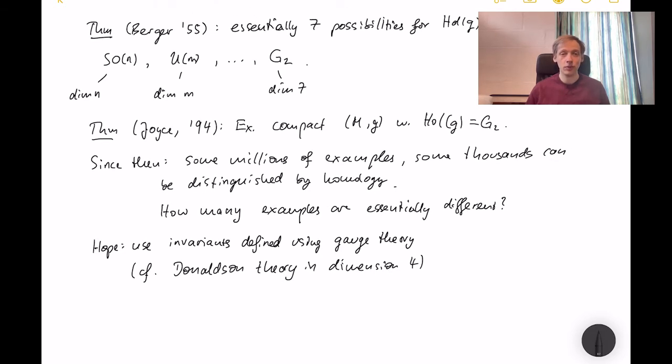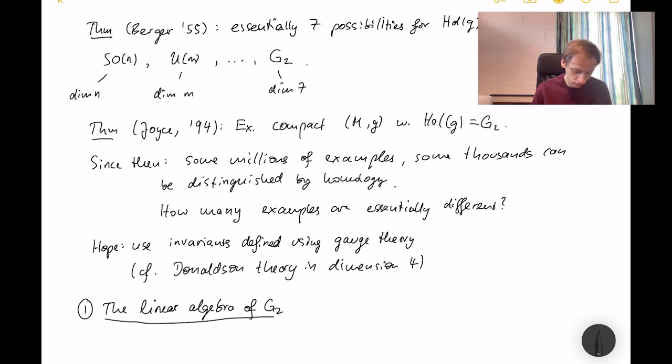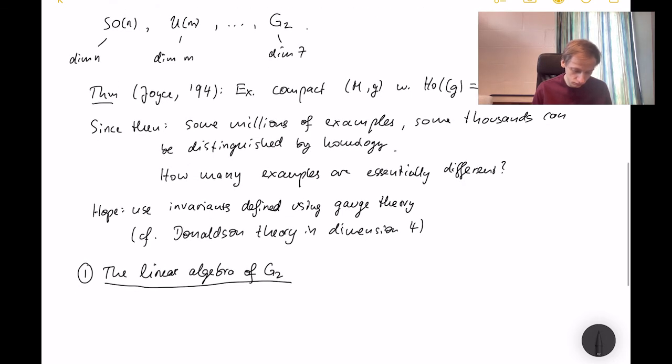That said, let's jump into the actual mathematical content of the lecture, and I will start explaining the words from the title. So let's start with the linear algebra of G2. And I already said G2 is a 7-dimensional thing, but for reasons that will become clear later, I will have to start to explain some 4-dimensional geometry.